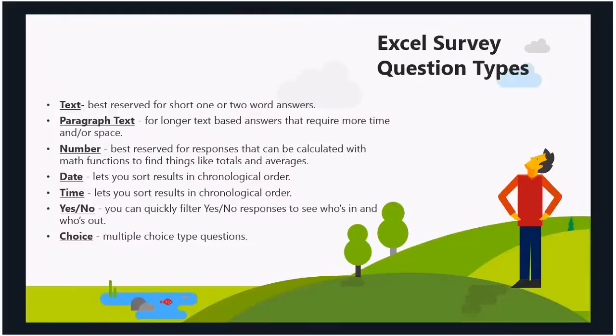So what are some of the question types we can ask? Well, we can create a text, which is usually best reserved for short one or two word answers, just a basic text box. Then there's paragraph text for much longer answers, maybe a full paragraph or two. Then there's a number response, which is best for, it's like a math calculation. How many widgets do you want to order? Put the number here. Then there's date, which is great for putting things in chronological order along with time.